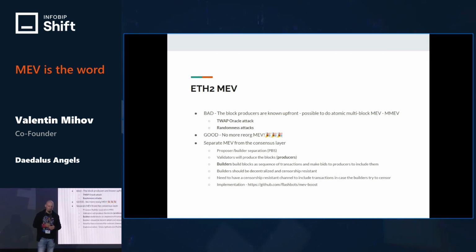One of them is the so-called TWAP oracle attack. With proof of stake, in the Ethereum case, the validators are known upfront. So you know for future blocks, let's say maybe 10 blocks in the future, who is going to be the validator. Now, if you control a lot of the validators in the system, like Lido, let's say, then there is a very high chance that you get 2 blocks in a row that you're going to be validating. And now you can run MEV on 2 blocks one after the other, which was not really possible before that.